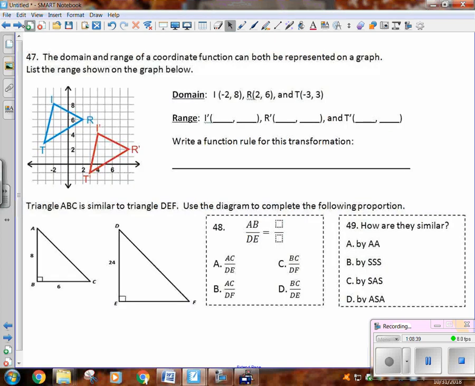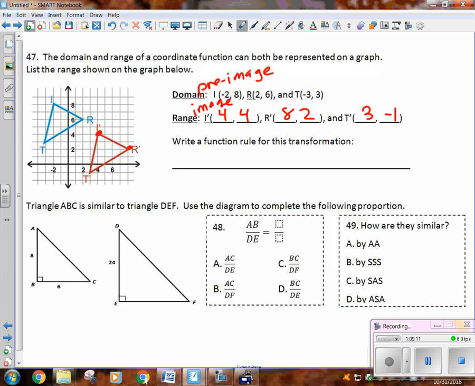Okay. The domain and range of a function can be represented on a graph. List the range below. So in this case, do you know which one's range and which one's domain? Well, domain is the pre-image, and range would come from the image. Okay. So I'm going to look right here. The image is this one right here in red. I would be 4, 4. R is 8, 2, I think. And T prime is over 3 down 1.